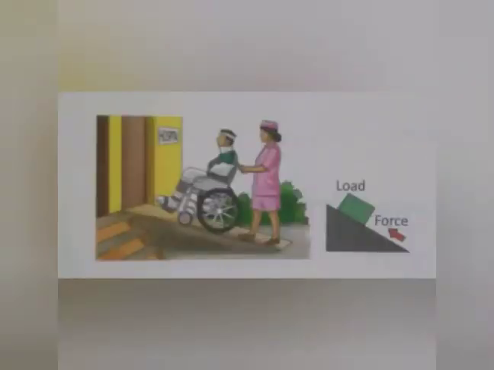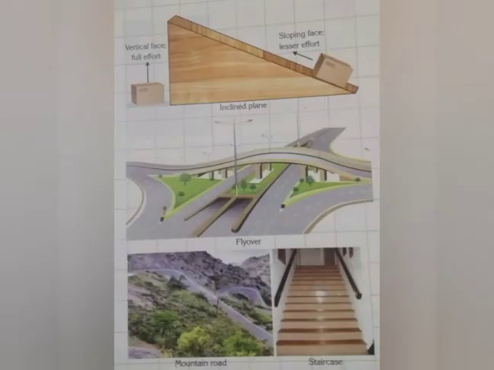Inclined plane. An inclined plane is a sloping surface that is higher at one end, over which objects can be pushed to a height. It helps to move heavy load with less effort. For example, ramps. Ramps are inclined planes which are used to move patients on wheelchairs or stretchers in hospitals. A wooden plank, flyover, mountain road, staircase are all examples of an inclined plane.